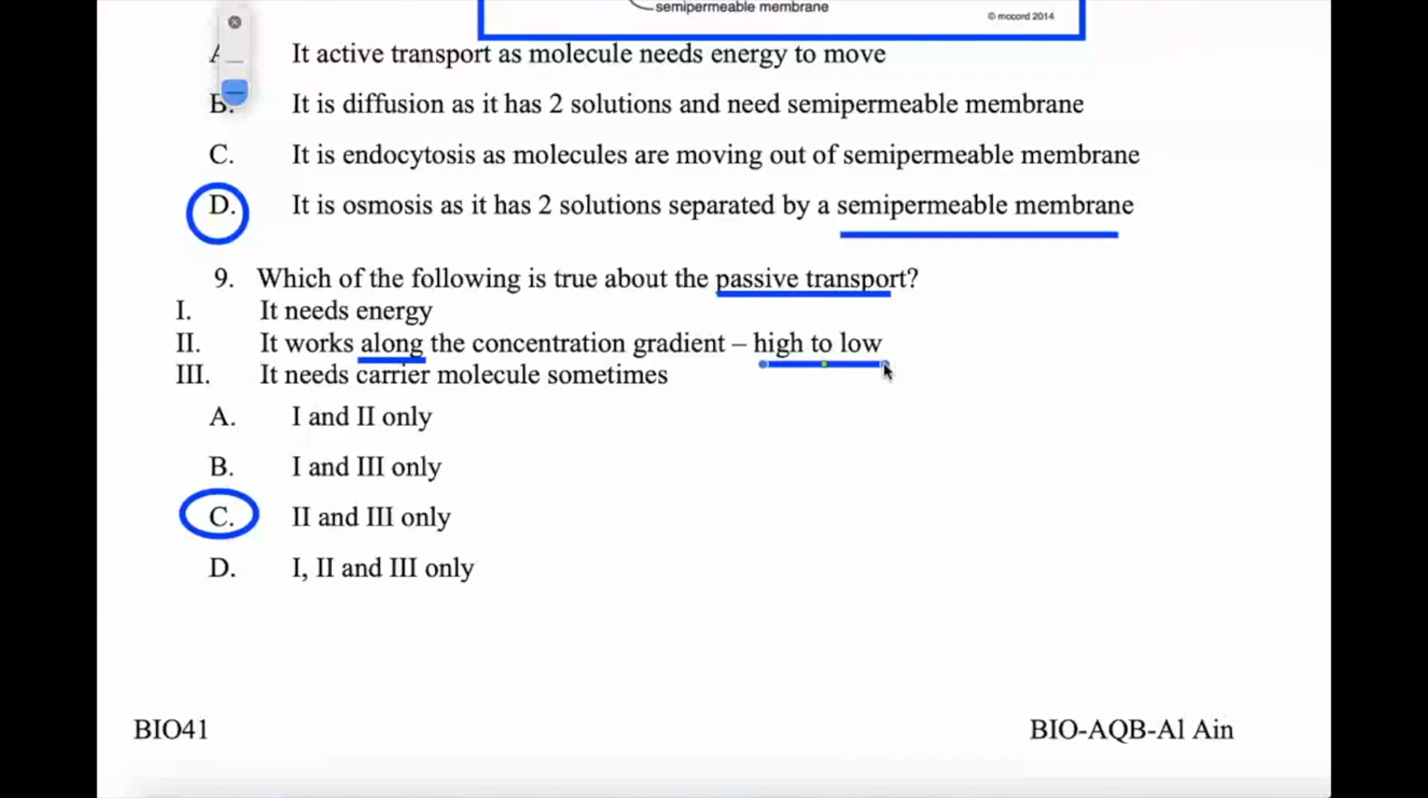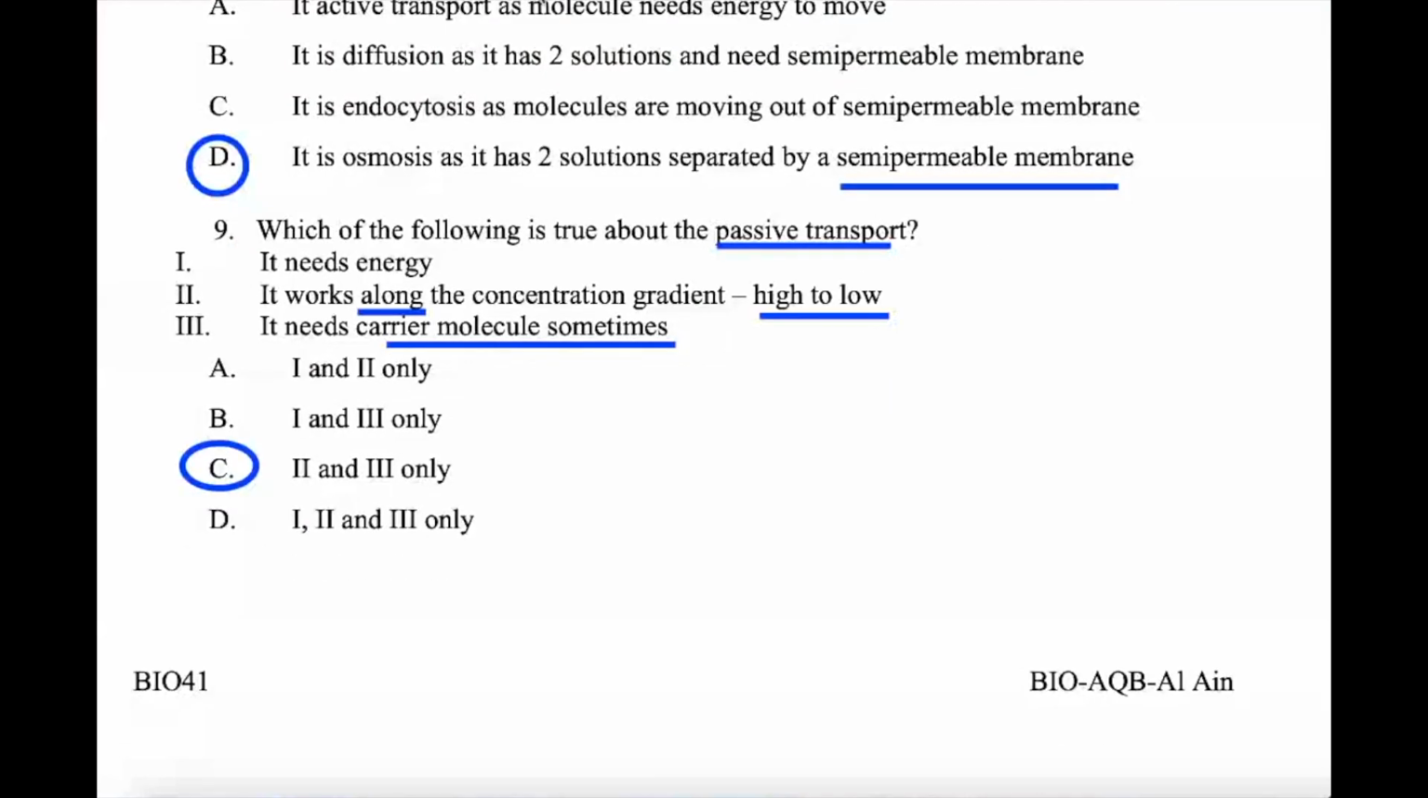Very good. If I say active transport, it needs a carrier molecule, but not always. Sometimes you can say yes. So when you say active transport, that will become 1 and 3. If you say passive transport, it will become 2 and 3.